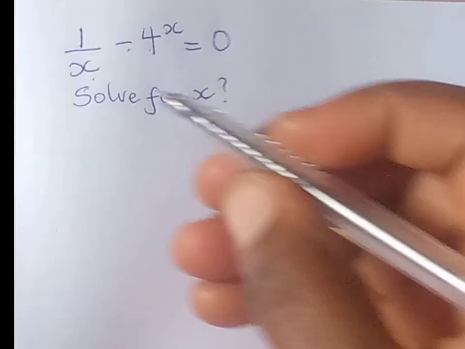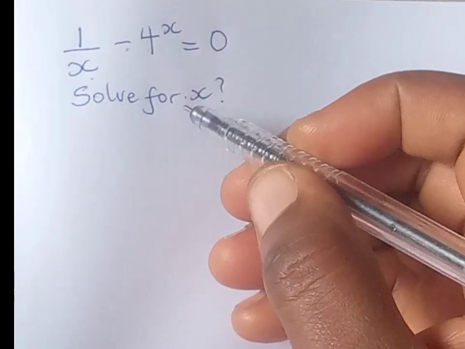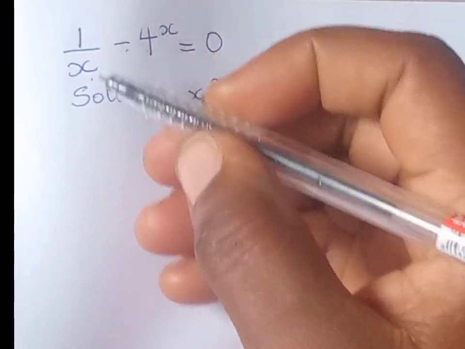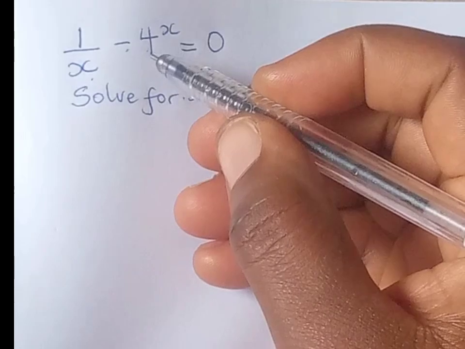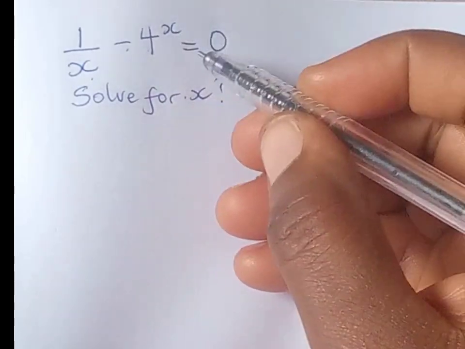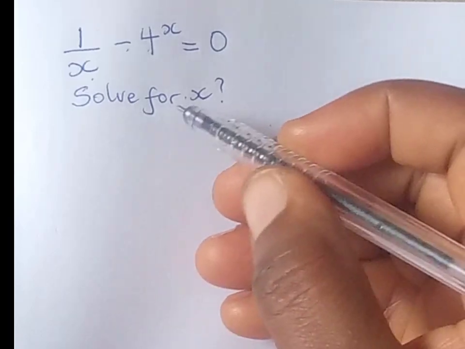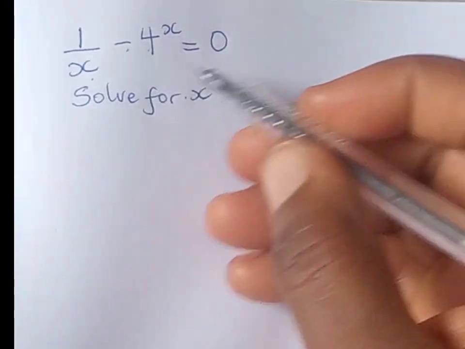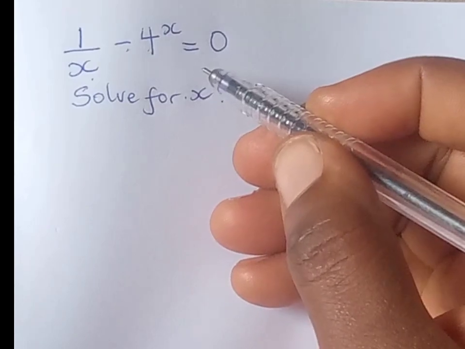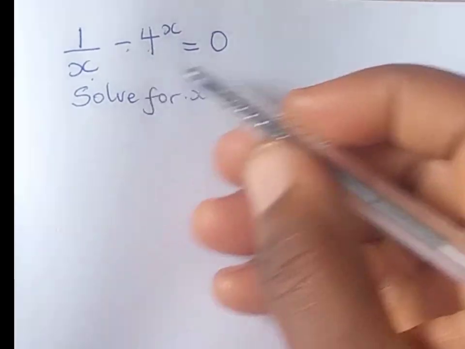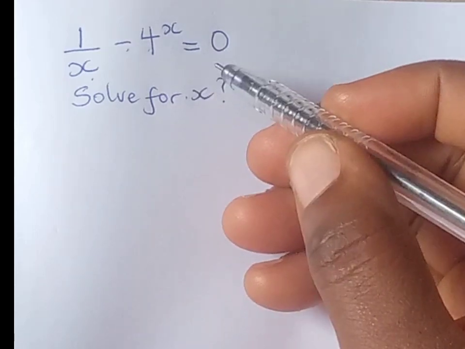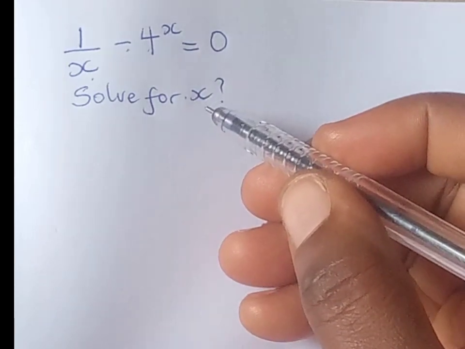Hello everyone, let's take a look at today's question which says 1 divided by x minus 4 raised to the power of x equals 0. Solve for x. Today's question looks simple, but it's one of those questions that tricks almost everyone. Now let's solve it together.